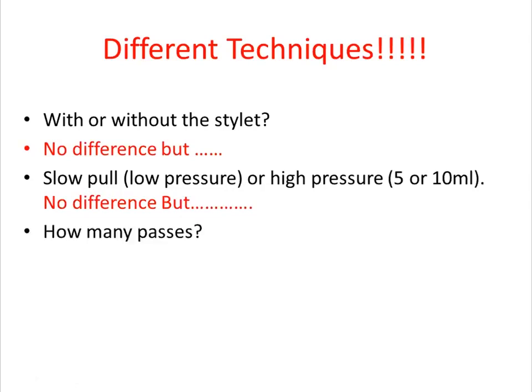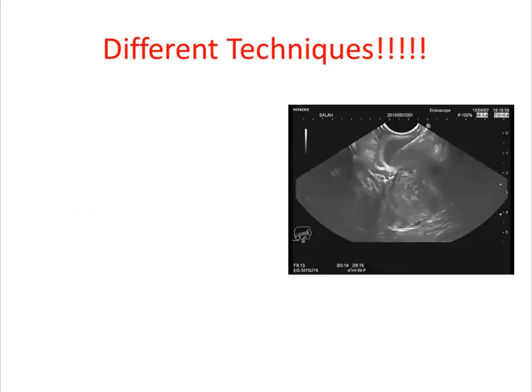How many passes? At least 3 passes. If you don't have rapid on-site evaluation, then you should do at least 3 passes. The fanning technique is very important because it raises the accuracy or the sensitivity of tissue sampling from 60% to 85%.